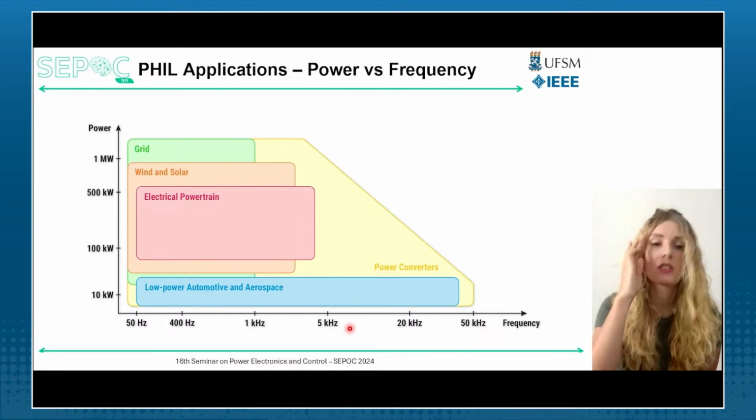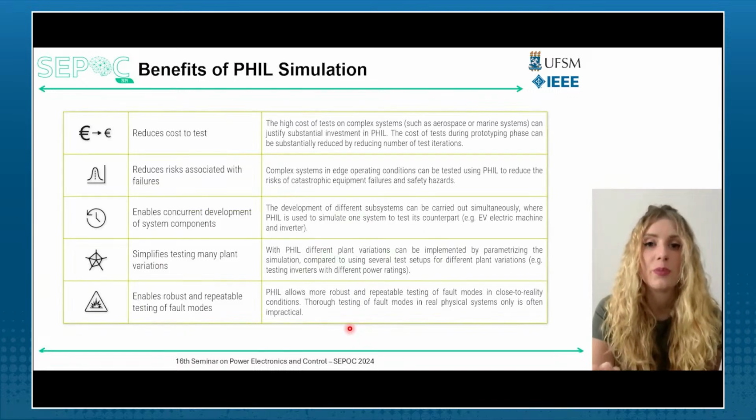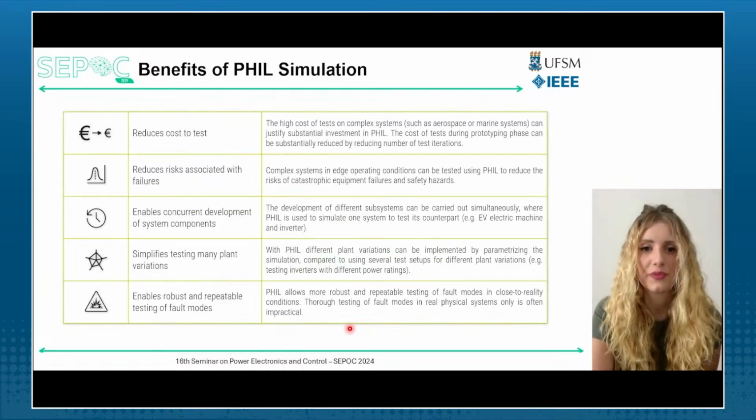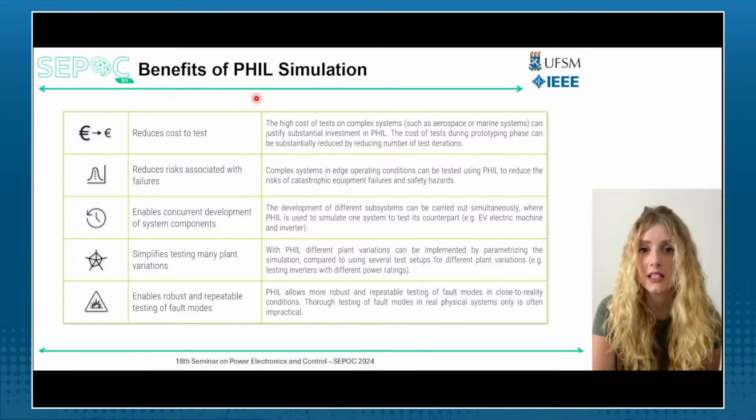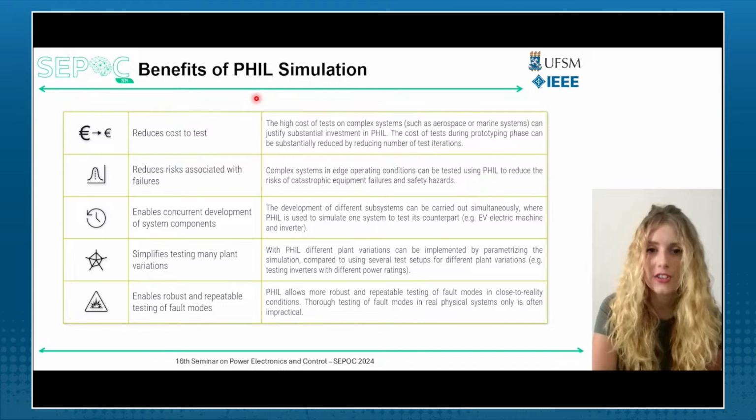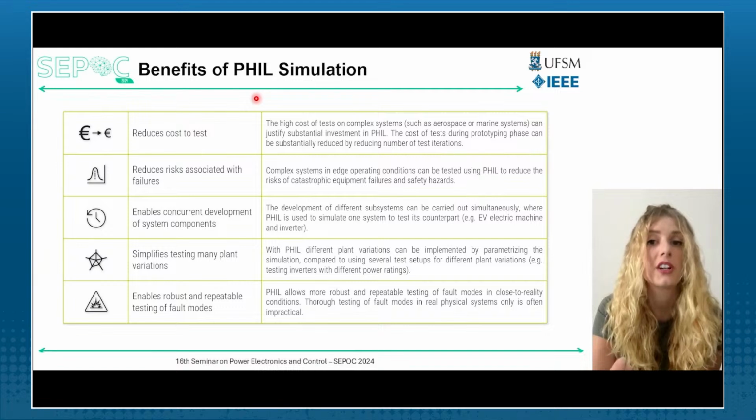Okay, so now let's see what the benefits of power hardware in the loop simulation are. The simplest and first thing is that this can reduce cost, especially when it comes to very complex systems, because testing can be much simpler and much cheaper in a power hardware in the loop environment than testing the entire system. Also, it reduces the risk of failures. Complex systems in edge operating conditions can be tested using power hardware in the loop to reduce the risk of catastrophic equipment failures and safety hazards.